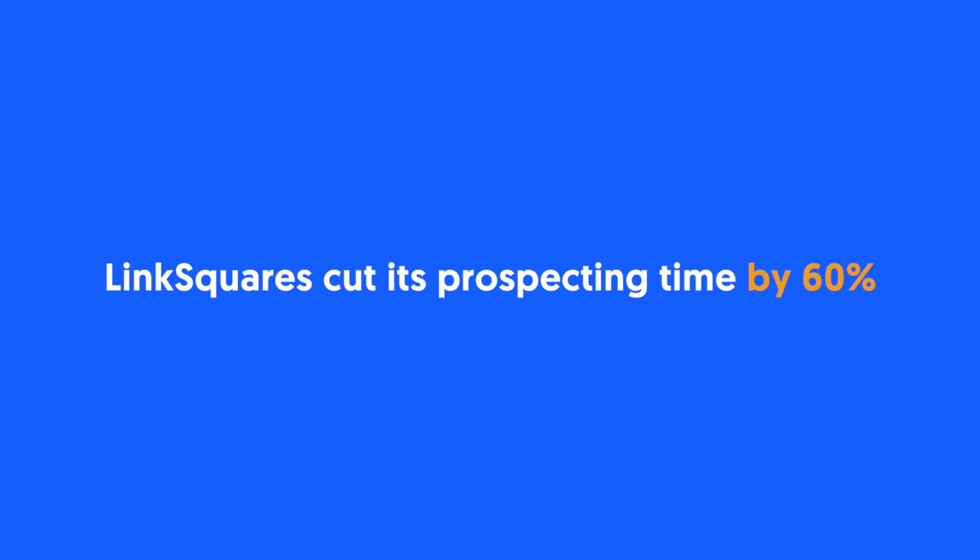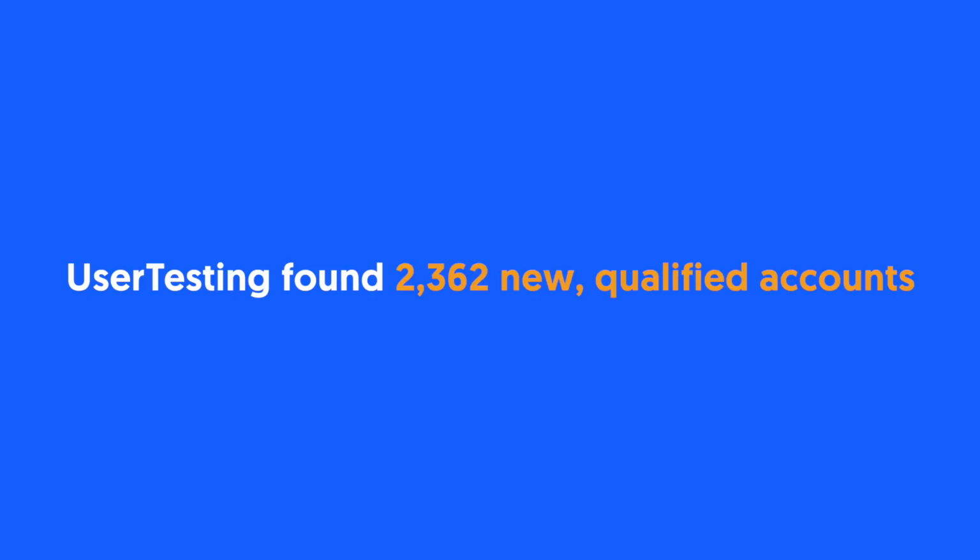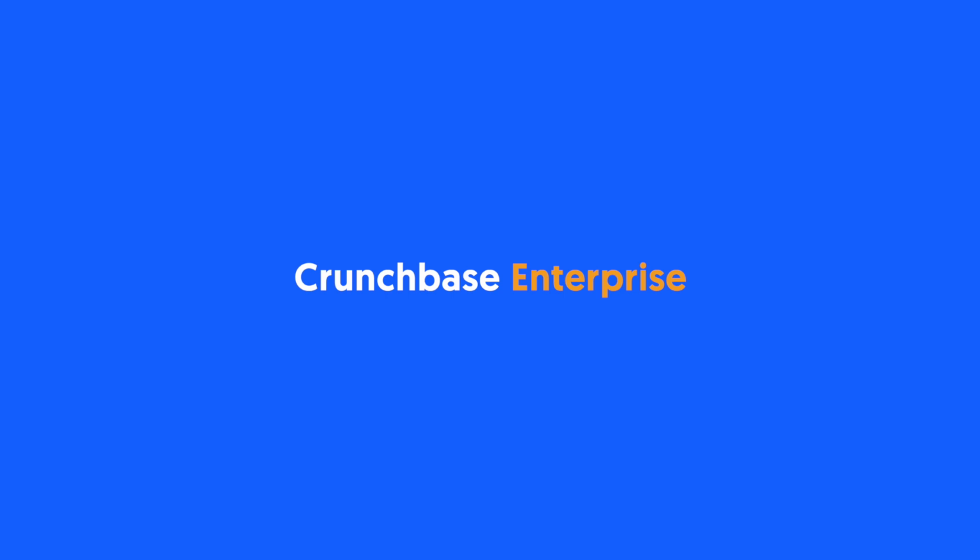Link Square has cut its prospecting time by 60%. User testing found 2,362 new qualified accounts within 3 quarters. How did they do it? By using Crunchbase Enterprise. Crunchbase Enterprise gives your team everything they need to find and close more deals. Let's take a closer look.